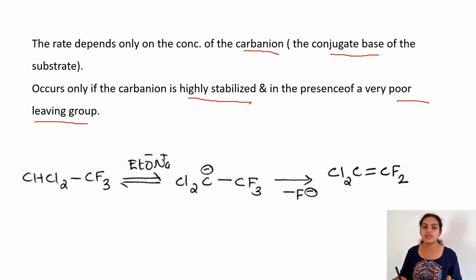So this is a highly stabilized carbanion. This is a highly stabilized carbanion, right? And the leaving group is fluorine. We know that that's a very poor leaving group.